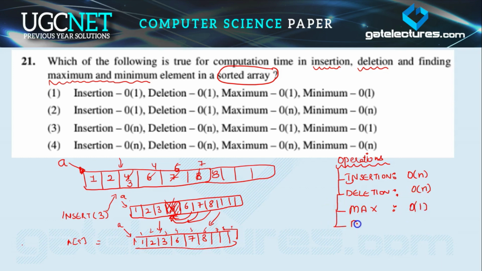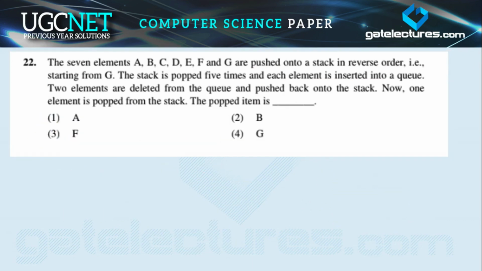In the same way, where is the minimum key present in the array going to be placed? At the first position, because it's a sorted array in increasing order, right? The minimum element is placed at this location, so it will also take order of 1 time. So the correct answer is: for insertion it will take order of n time, for deletion also order of n time, for maximum order of 1 and for minimum also order of 1. So option 3 is the right one.